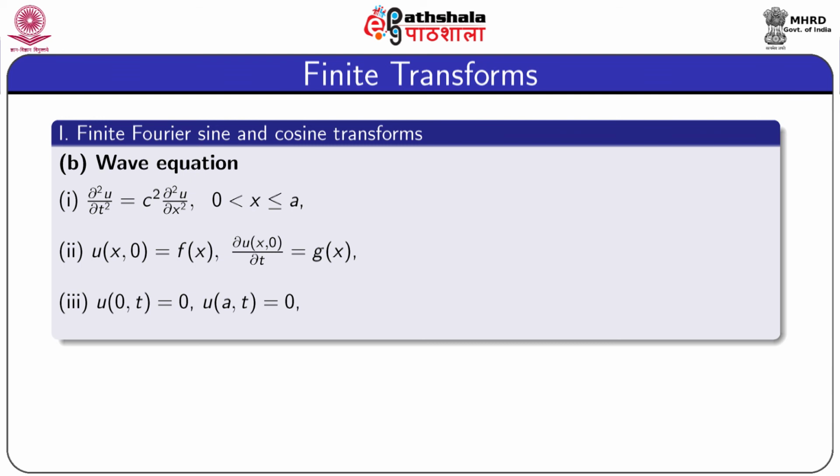Now we are going to solve the wave equation using the finite Fourier transform. So the equation is given by del 2u del t square equals c square del 2u del x square. Obviously here we have considered a one dimensional wave equation and u satisfies the initial conditions: u at t equals 0 is f(x) and del t of u at t equals 0 is g(x). And we also have the boundary conditions: u at x equals 0 is 0, u at x equals a is also 0.